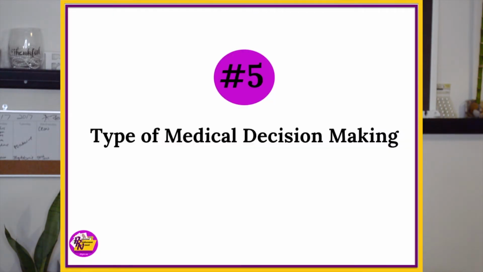Number 5, type of medical decision making. The last of the 3 key components is medical decision making. There are components that are used to establish the diagnosis and management options. Again, for the purpose of this video, we will talk about the types of medical decision making. The types are straightforward, low complexity, moderate complexity, and high complexity.